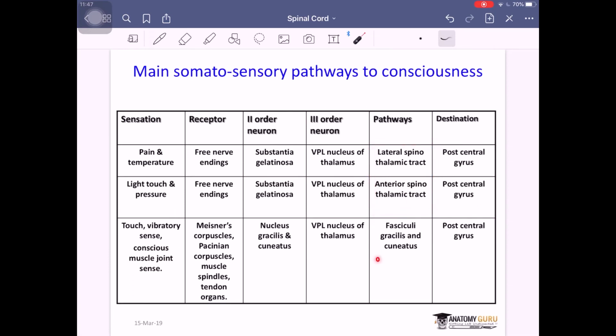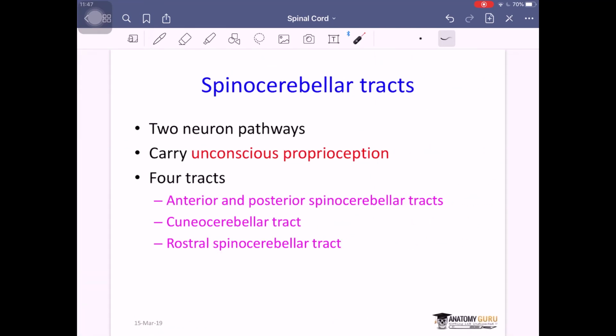Now these two pathways will form your spinal lemniscus in your brainstem. This pathway will form your medial lemniscus in the brainstem, and all these are ending in your postcentral gyrus, area number 3, 1 and 2. So that's about your two pathways. Now the third one is your spinocerebellar tract. Now spinocerebellar tract is an important tract again.